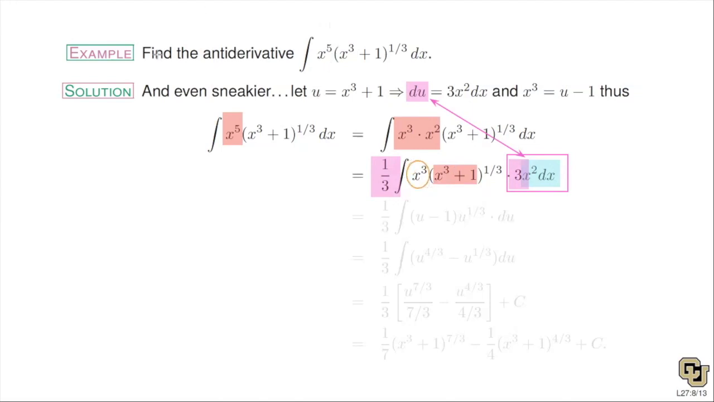So this x cubed by itself, be very careful now. The x cubed became this u minus 1 right here, this term here. And the x cubed plus 1 to the 1/3 became this term right here. And of course, we have our du.